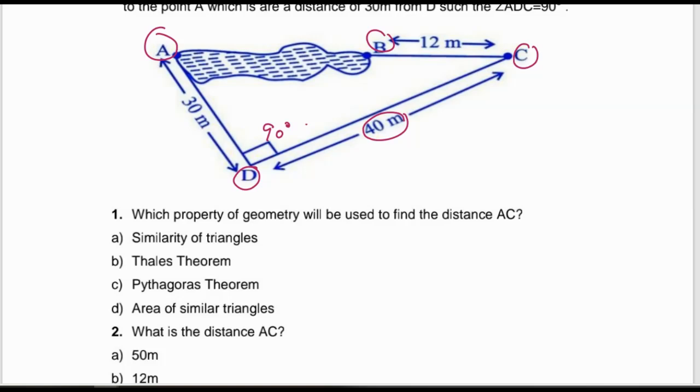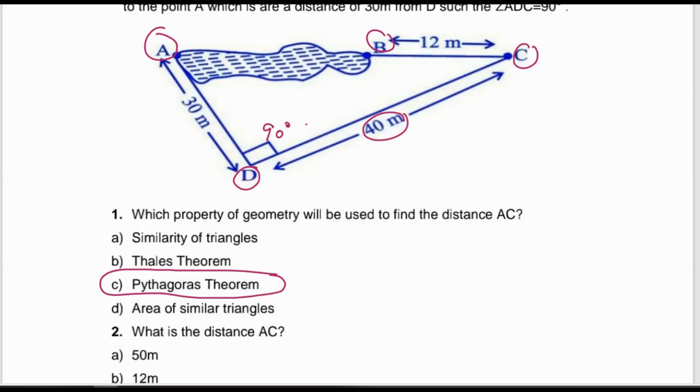So the answer for the first question is Pythagoras theorem. Based on Pythagoras theorem, we'll be finding the distance of AC.